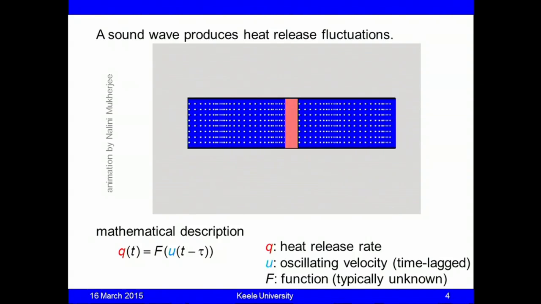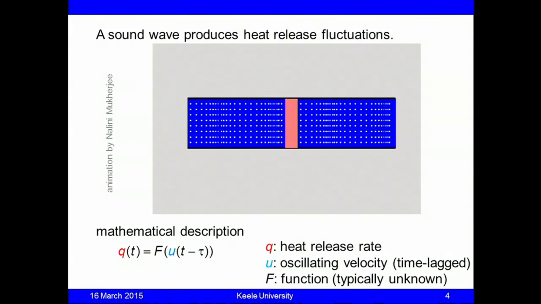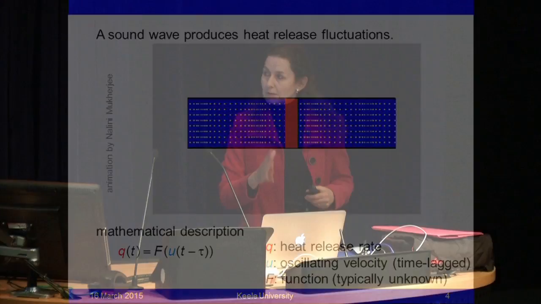And if there's a lot of fluid entering the volume of the heat source, you get more combustion. So that's indicated by the bright red color of the heat source, and of the flame. And if you get a minimum with little fluid passing through, you get a lower rate of combustion. So this animation shows how sound can produce fluctuations in the heat release of a flame. At this stage, I'd like to acknowledge my PhD student, Nalini Mukherjee, who has provided these two animations.